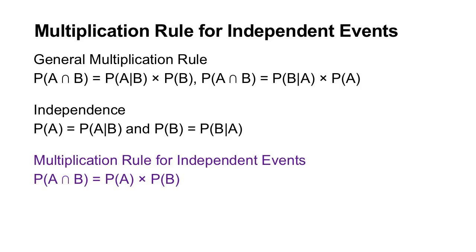The probability of A intersected B is equal to P of A times P of B. Look, that looks much easier than the general multiplication rule. That's why people like this independent events assumption and this rule. Let's look at an example where we can easily use this.